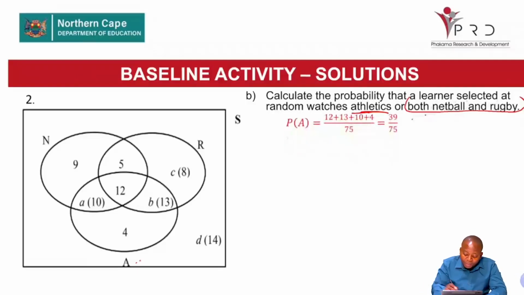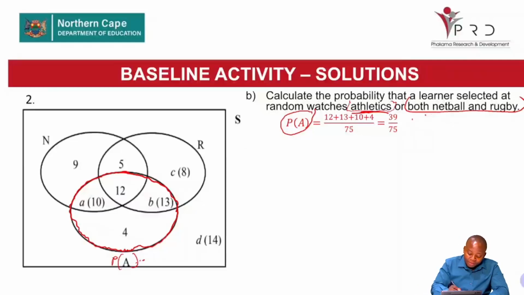We now need to find the probability of the learner watching athletics. Where is athletics? Our athletics is this one. They didn't say athletics only, just said athletics. So whether you watch athletics with rugby or not doesn't matter. So that means we are talking about the probability of any event in A. When you say athletics, it doesn't mean athletics only. It can be athletics and netball, athletics and rugby, or all of them. That means whenever athletics is involved, we are looking for that probability.